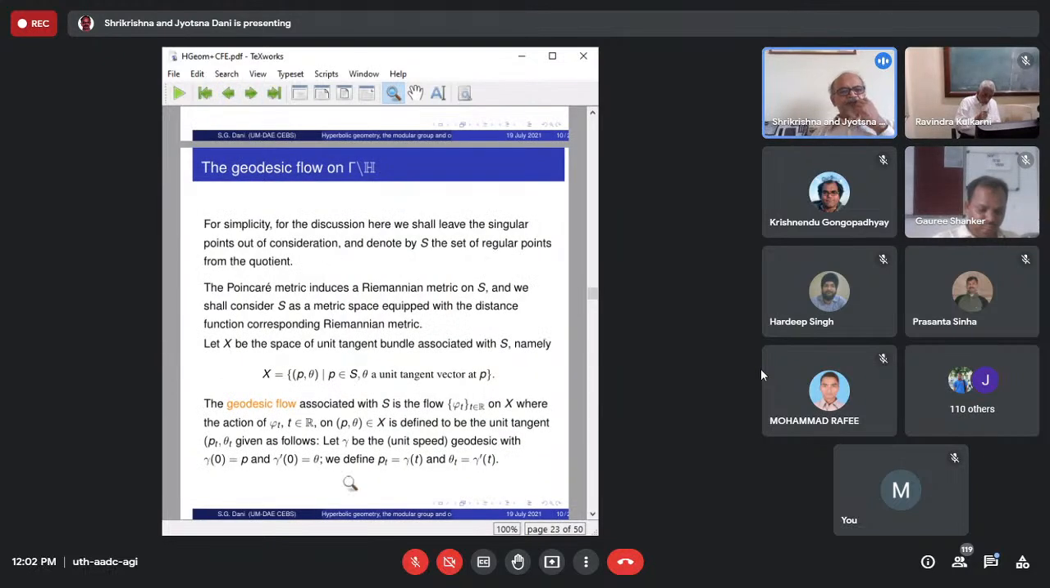So the phi t of the pair p, theta is given by pt, theta t, where pt is the point on that geodesic which is at distance t, if t is positive, and you can do the corresponding similar thing on the negative side. And the direction you are keeping track of is the direction where the geodesic is headed at that time.